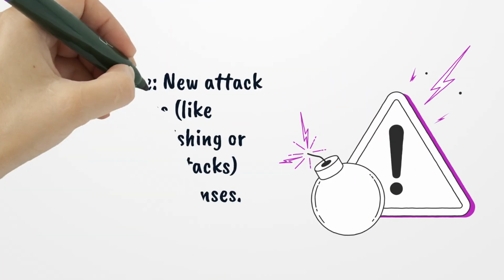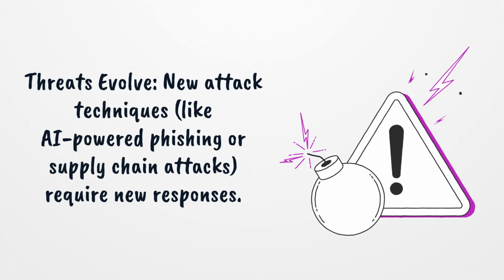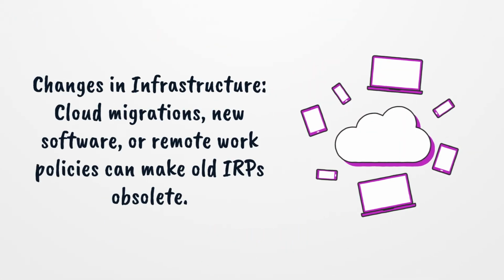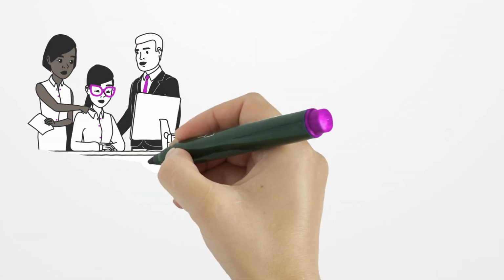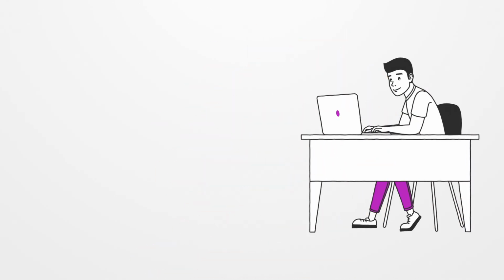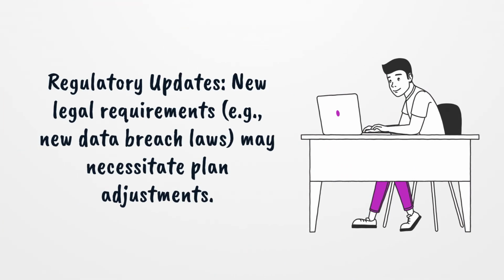Why updating is important. Threats evolve. New attack techniques, like AI-powered phishing or supply chain attacks, require new responses. Changes in infrastructure, cloud migrations, new software, or remote work policies can make old IRPs obsolete. Team turnover. Staff changes mean contact lists and role assignments must stay current. Regulatory updates. New legal requirements, e.g., new data breach laws, may necessitate plan adjustments.